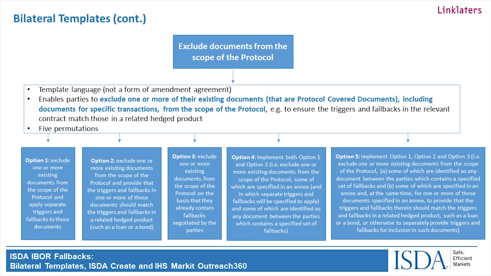Great, thanks, Anne. So I'm going to kick off with probably the most complicated form of template language. This is language that is there to exclude agreements or transactions from the scope of the amendments made by the protocol, and so effectively removing documents from scope, and for those documents that are removed from scope, agreeing to bespoke fallbacks. This set of template provisions is the most complicated, and the reason for that is there are various options within the template, because we felt that there might well be different ways in which people may want to exclude documents from scope.